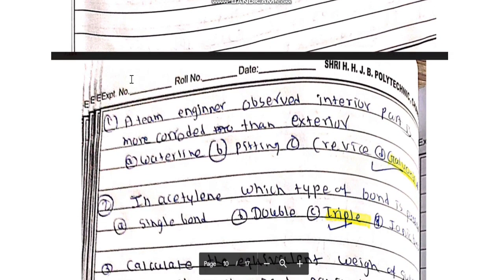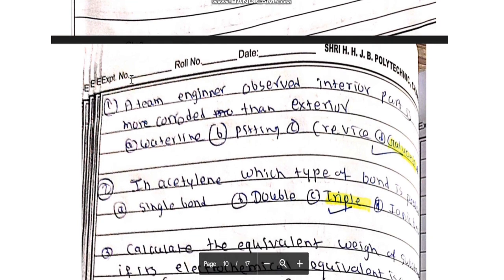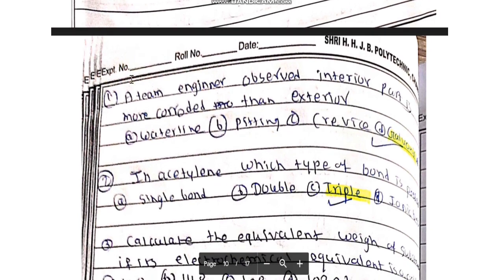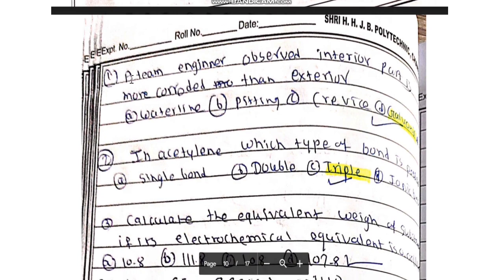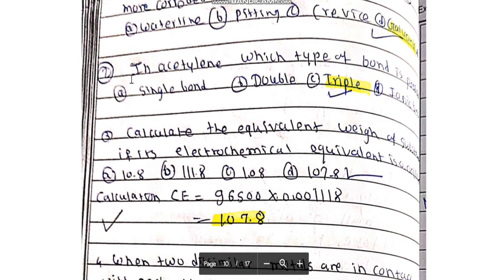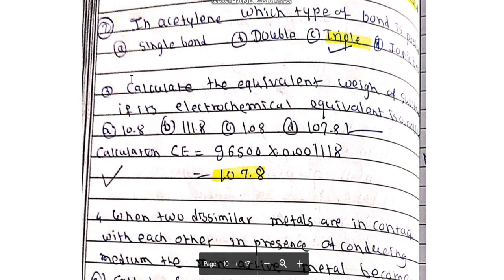Then next is, a team engineer observes interior part is more corroded than exterior, that is galvanizing. Then in acetylene, which type of bond is present? In acetylene, triple covalent bond is present.